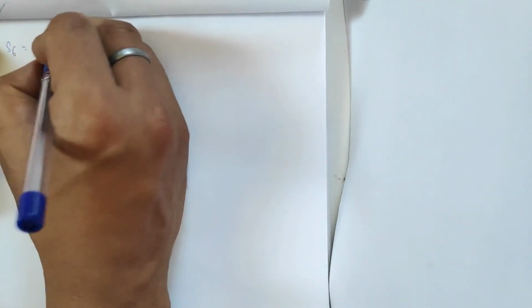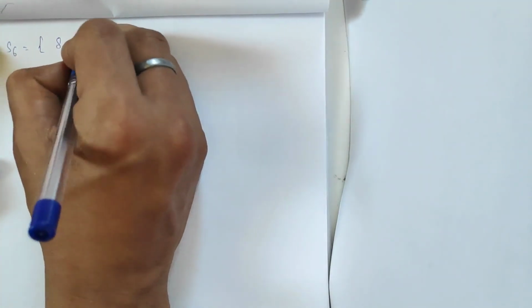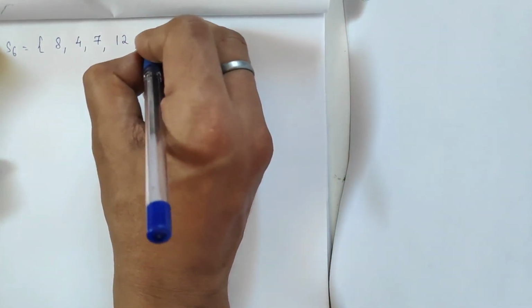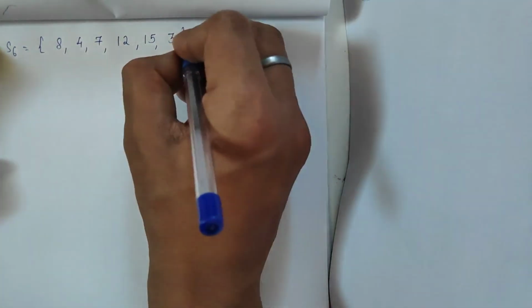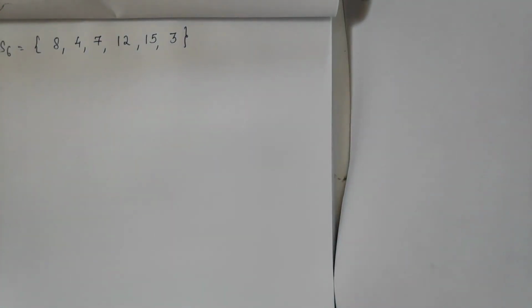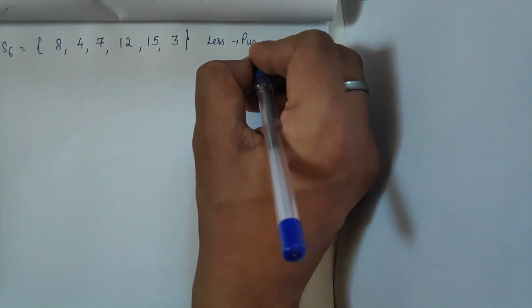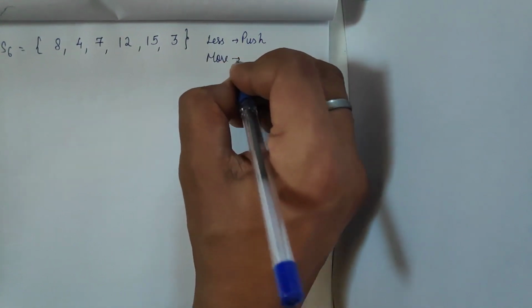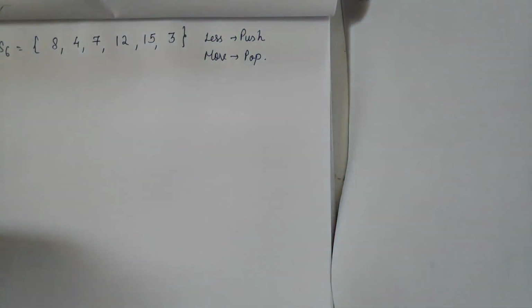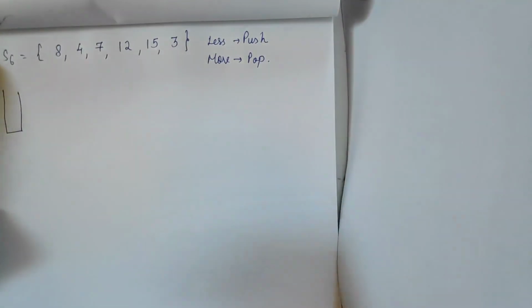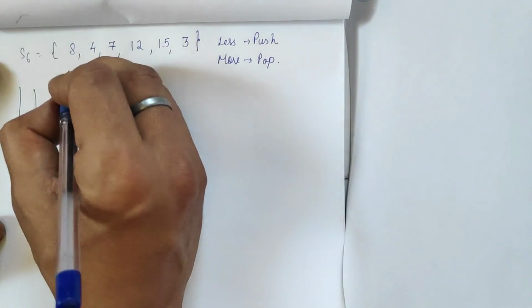Right. So let us take another page. Let us take an example like 8, 4, 7, 12, 15 and 3. Okay, so lesser is push, so just let me write, if less then push, more is pop. Okay, so now let us initialize a stack. I am having a small stack only because not many elements are kept, right?